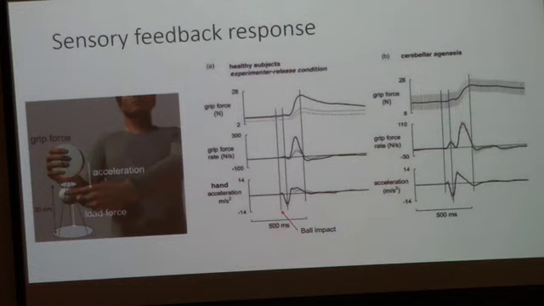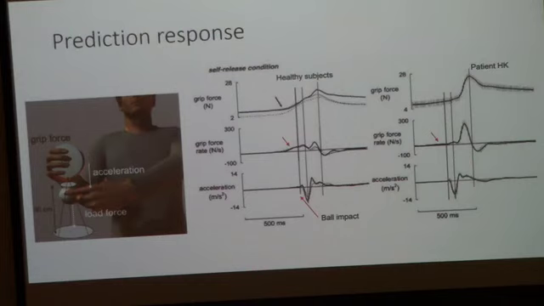So sensory information is perfectly fine with someone who has cerebellum damage, but the prediction response is messed up because they cannot predict, they don't have that forward model. So if you are dropping the ball for yourself and if you have cerebellum damage, you cannot predict the response. You can see that in healthy subjects, you already start increasing the force before the ball actually makes the impact, whereas the patient only shows the response to the sensory information.